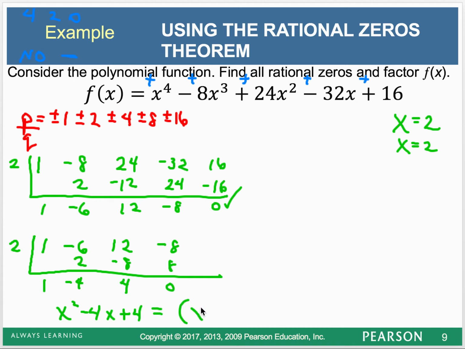So let's try 2. 2 times 1 is 2. 2 times negative 4. 2 times 6 is 12. 2 times negative 8 is negative 16. This is looking good. 8 times 2 is 16. Woohoo! We found 1. It's 2 again. Interesting. I wonder if all 5 of them are going to be 2 again.